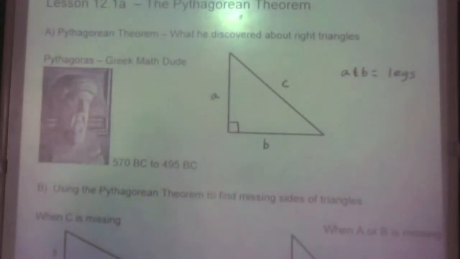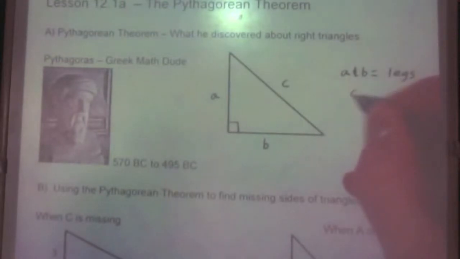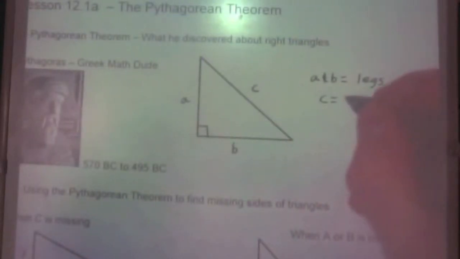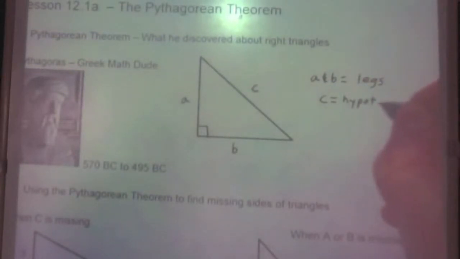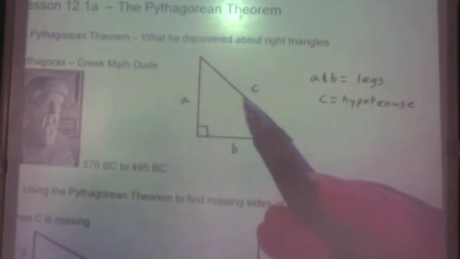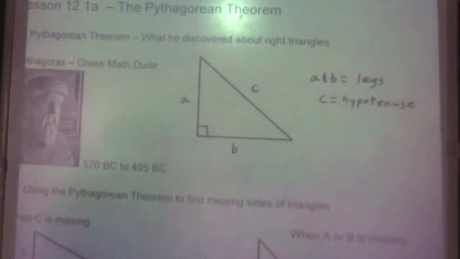And C is what we call the hypotenuse. The hypotenuse is the side that is opposite of the right angle. So we have A and B, which make the legs, and C makes the hypotenuse.